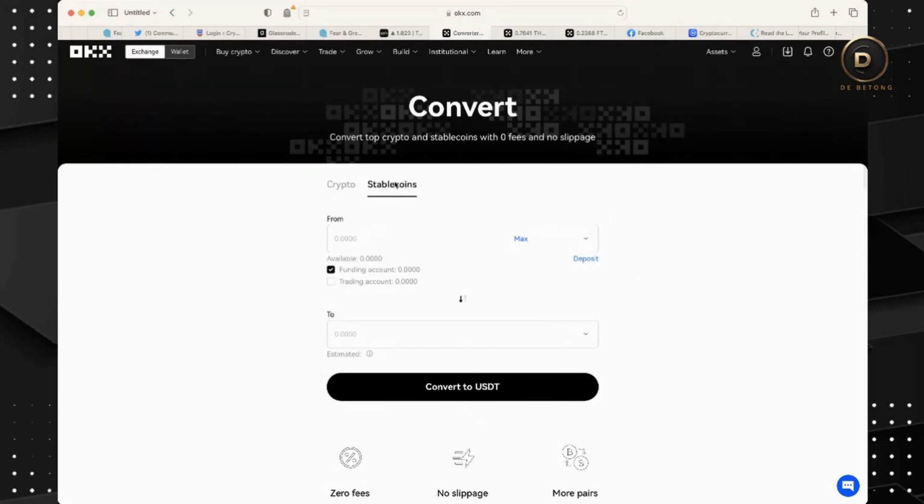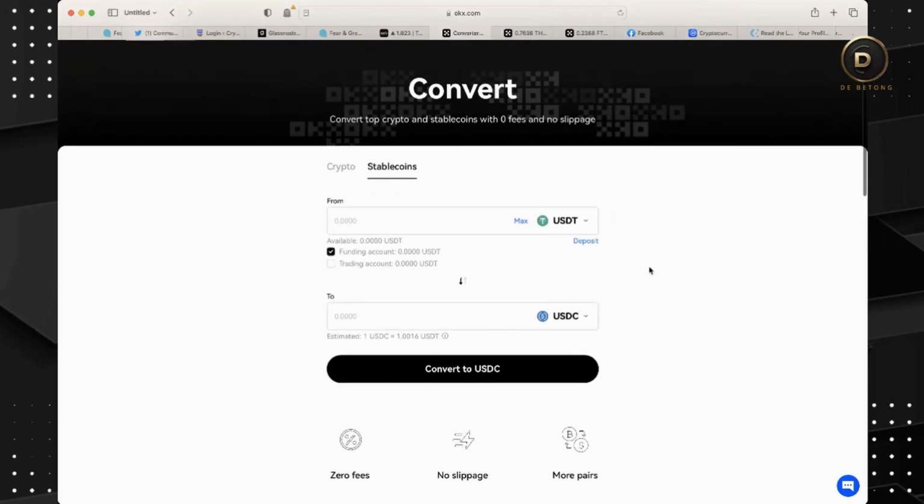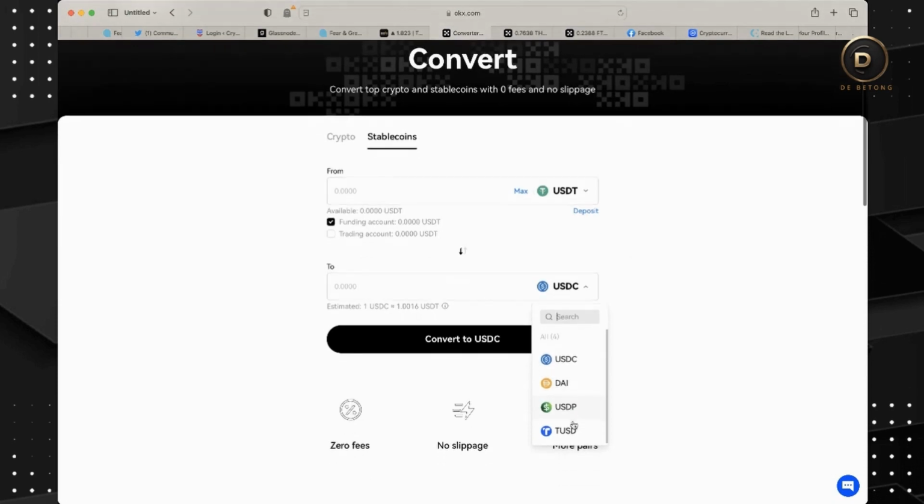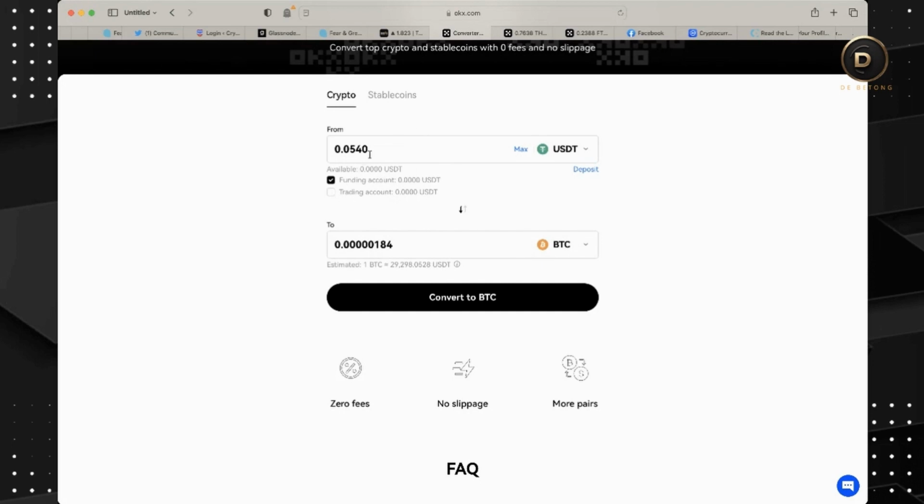And stablecoin is where you want to swap from one stablecoin to another stablecoin. Like, for example, you want to swap from USDT to USDC, or maybe from USDT to DAI, USDP, USD. You can do it the same way as I demonstrated in this other section, swapping crypto like USDT to BTC.